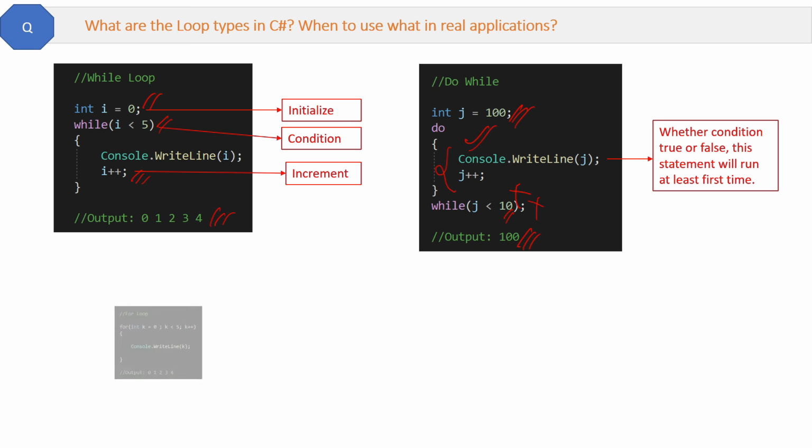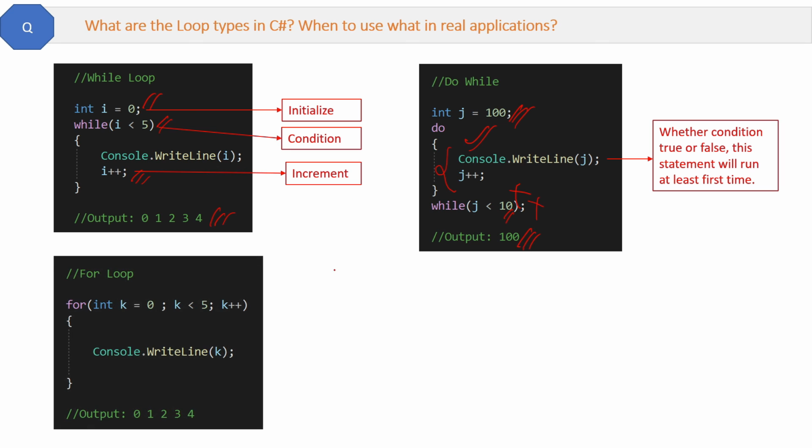Next is the for loop, a very useful loop for developers. Here you do the initialization, condition and increment in one line only. This is better than the while loop, as the number of lines of code is lesser here. It will keep printing until the condition is true, and here is the output.